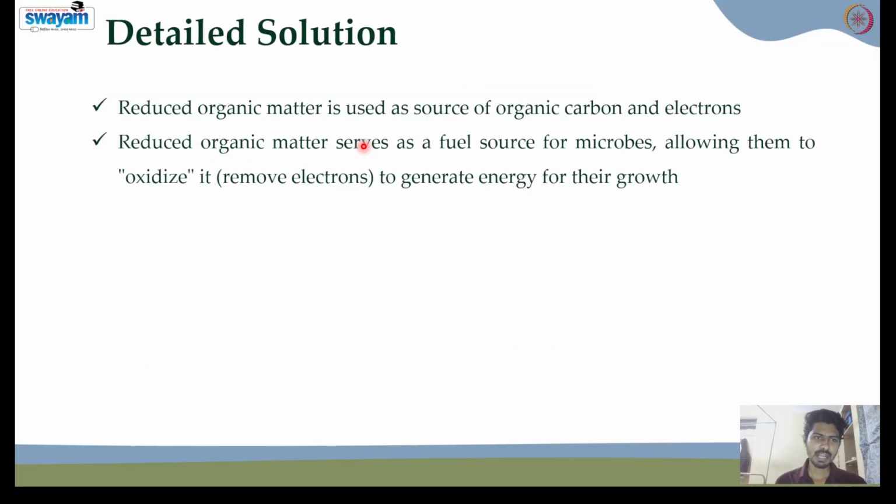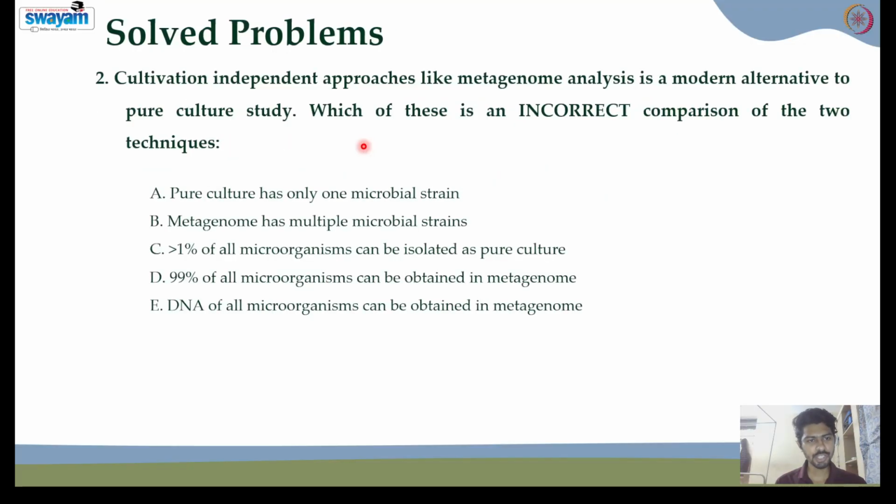So okay, we will move on to the next question. Cultivation independent approach like metagenome analysis is a modern alternative to pure culture study. Which of these is an incorrect comparison of these two techniques? I will read the question. We have cultivation independent approach like metagenome, right? So it is an alternative to the pure culture study. So from these options, which is the incorrect comparison between the metagenome and pure culture?